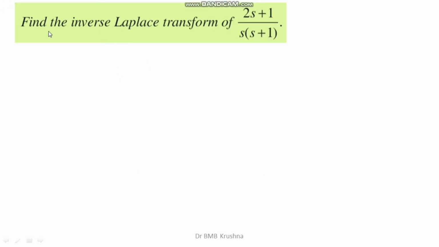Find the inverse Laplace transform of this function (2s plus 1) by s into (s plus 1). Let us assume that this function is F(s). Now it is in the form of P(s) by Q(s). Now without actually resolving into partial fractions, we can simplify them into partial fractions by direct method.